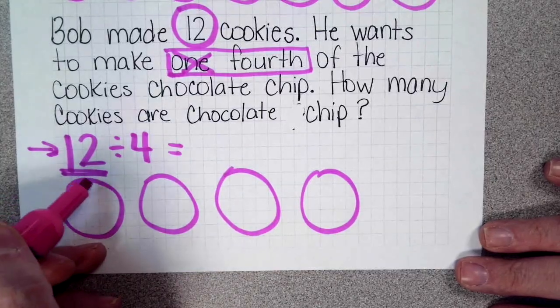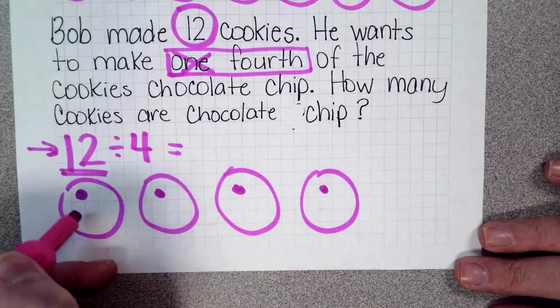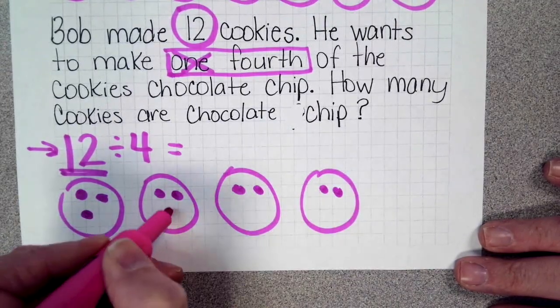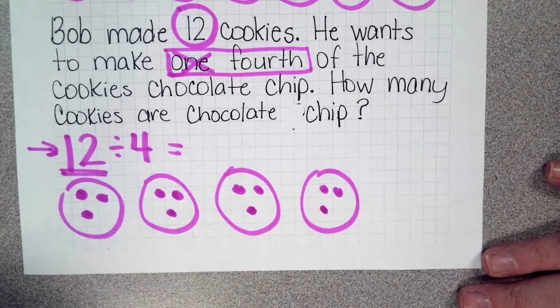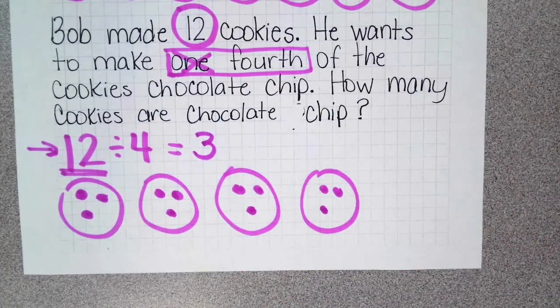Okay, count to 12 with me. Ready? 1, 2, 3, 4, 5, 6, 7, 8, 9, 10, 11, 12. Okay, so how many are in each group? Right, so 3 is our answer. Now grab a pencil and look at your guided practice. We're going to do some of those together.